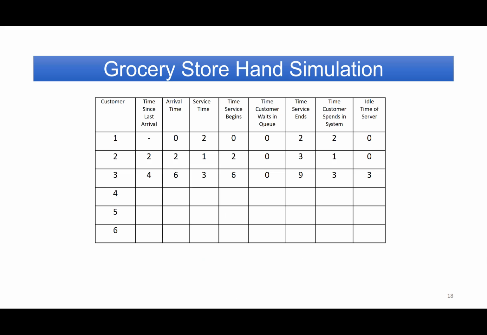So the time since last arrival is 4, and then the arrival time is 6. The service time would then be 3, which is how long service for the third customer takes. The service began at 6, the customer did not have to wait, and the service was able to end at time 9. The customer spent 3 in the system, however, the server did also incur 3 of wait time.